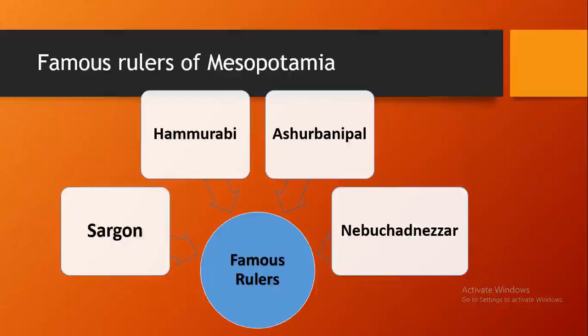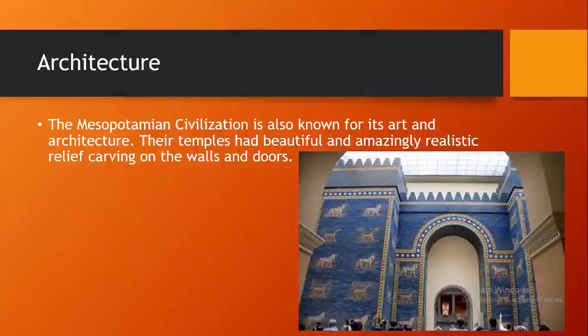Now, other than the famous rulers of Mesopotamia, other than Hammurabi, we have Ashurbanipal, we have Nebuchadnezzar, and then we have Sargon. But the two which we are focusing on are Hammurabi and Nebuchadnezzar. You'll come to know about it.